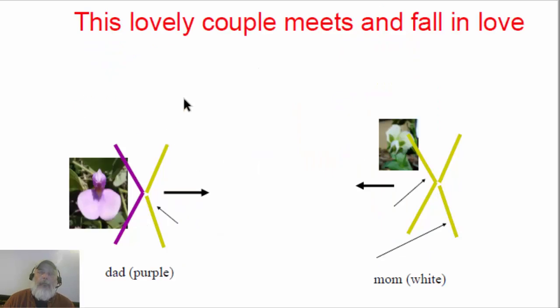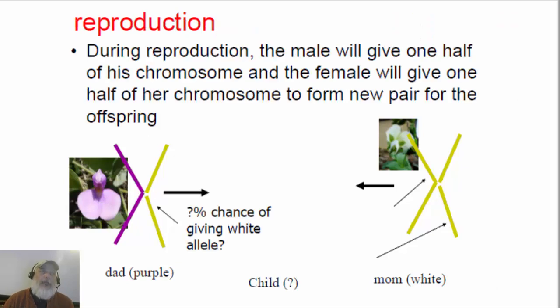Now, this lovely couple, they're going to meet and they're going to fall in love. So here's Dad and here's Mom. And that leads us to reproduction. During reproduction, the male will give 1/2 of his chromosomes, and the female will give 1/2 of her chromosomes to form a new pair for the offspring. So we're going to have an offspring. So the purple daddy flower and white mommy flower, they're going to have an offspring.